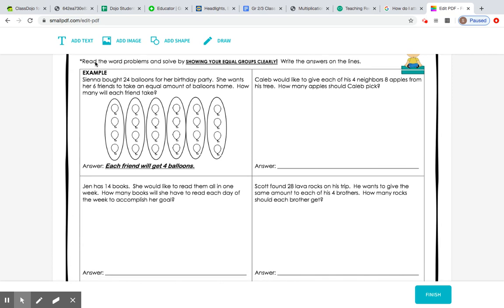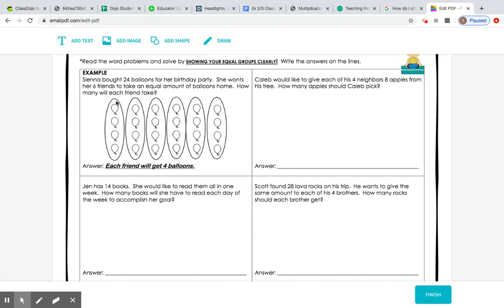Then you have to read the word problems and solve by showing your equal groups clearly. Write the answers on the line. So for the example, Sienna bought 24 balloons for her birthday party. She wants her 6 friends to take an equal amount of balloons home. How many will each friend take?